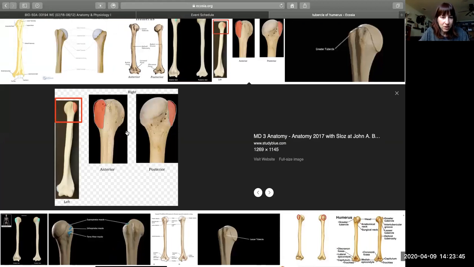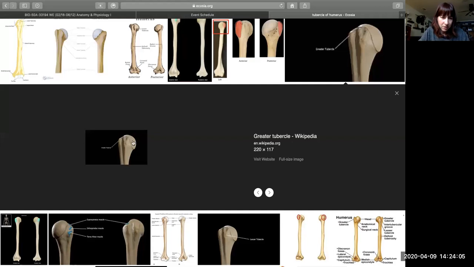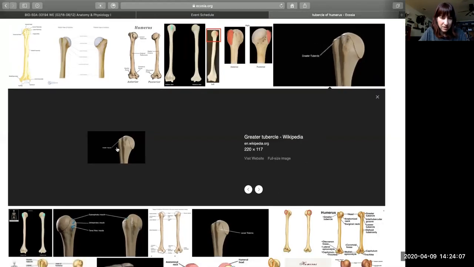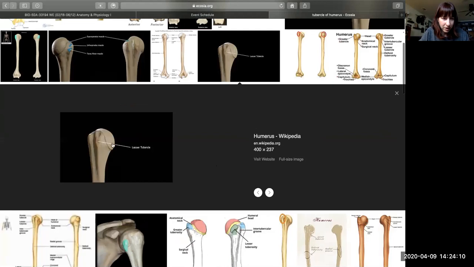So the greater tubercle of the humerus is going to be this rounded bump here. It's part of the head of the humerus, right? So this would be the head of the humerus. This would be the neck. We've got a tubercle right here. Here's another, that's not so helpful. How about this, better? Okay, a little bit better. This was the lesser tubercle, this is the greater tubercle. So again, a rounded bump on the bone, and that's where muscles attach to, right?